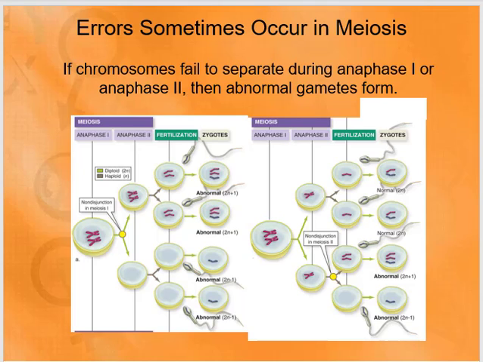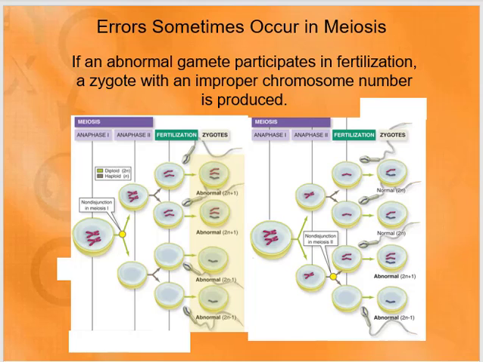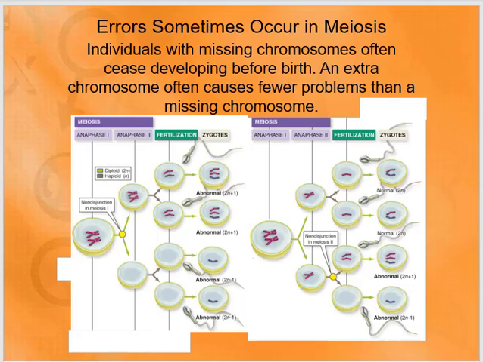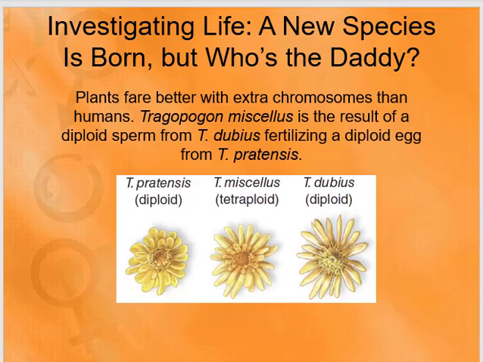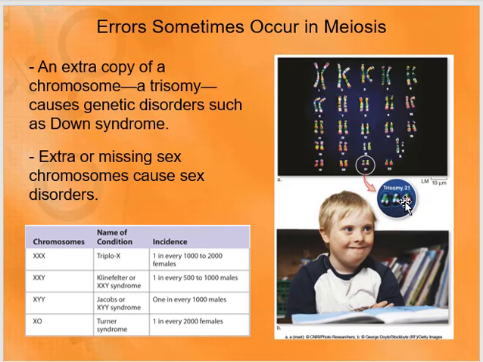Errors in meiosis can occur. Sometimes you'll get what is called trisomy. They won't split properly, and you'll get an extra chromosome where there should only be 2. And having 3 chromosomes can cause several maladies. Individuals with missing chromosomes often cease developing, and basically they will just abort naturally, and you may never even have known that you were pregnant. If you get an extra chromosome, it doesn't usually cause automatic abortion of the embryo, and sometimes you can carry it to term, but a very common one of trisomy 21 is Down syndrome.